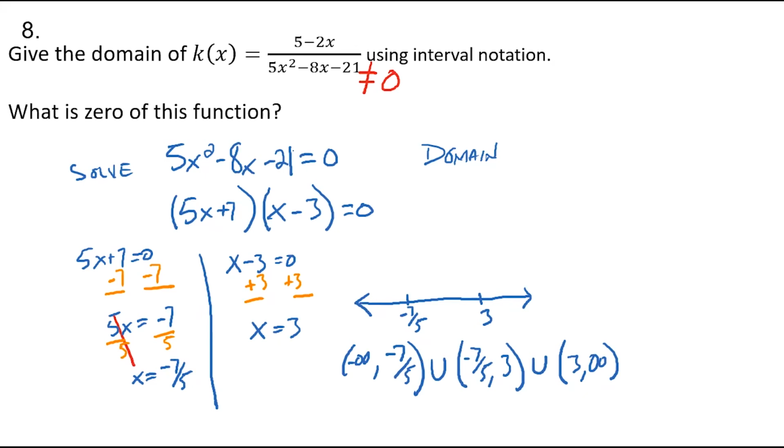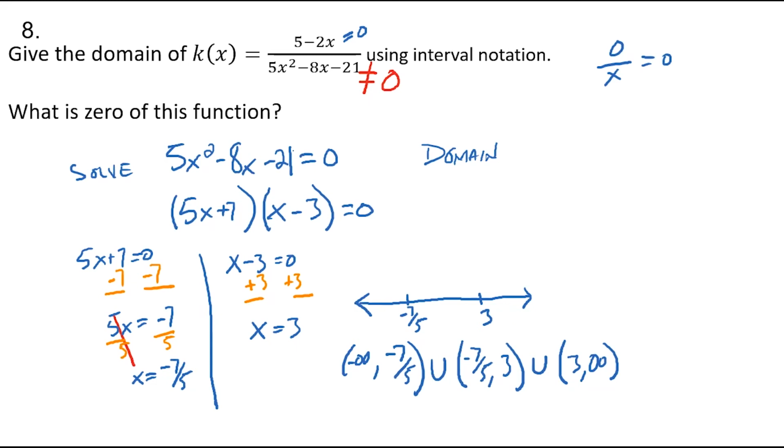Okay, so here is our domain here. The final thing that we need to consider is that we want to find out what the zero of this function is. So to find out the zero of this function, we need to see what causes this to equal 0, because 0 over anything is always going to result in 0.